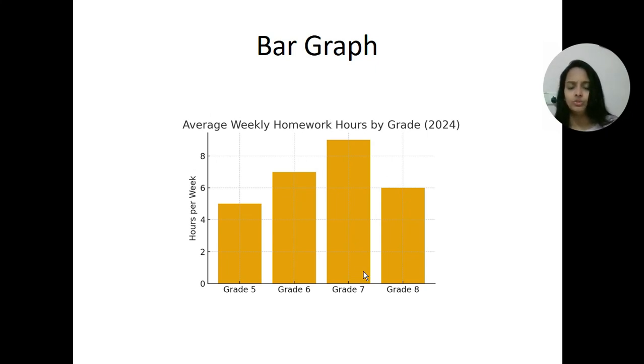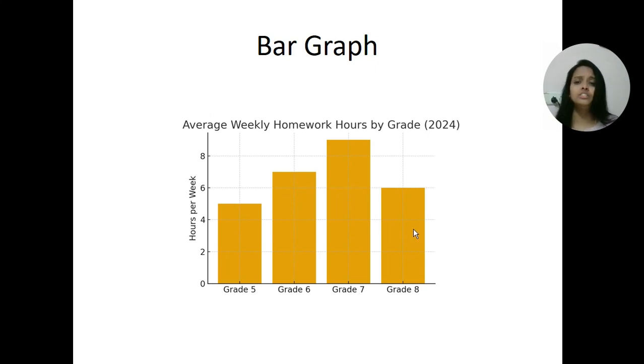Specifically, grade 7 students averaged 9 hours per week, which is the highest among all four grades, showing a significant commitment to their studies. In contrast, grade 5 students only recorded 5 hours per week, highlighting a much lighter workload for younger students. Looking at other grades, grade 6 students spent about 7 hours weekly on homework, which is slightly higher than grade 8.